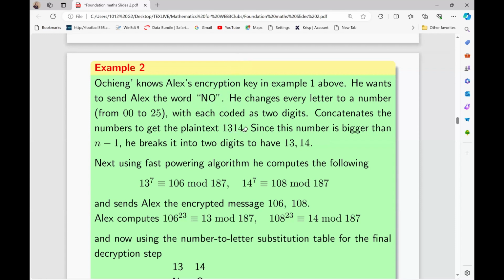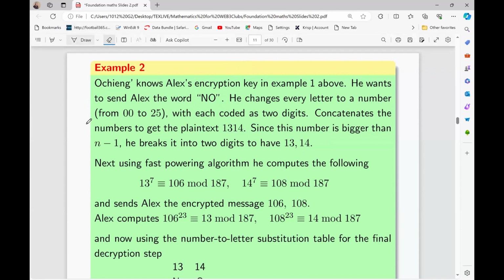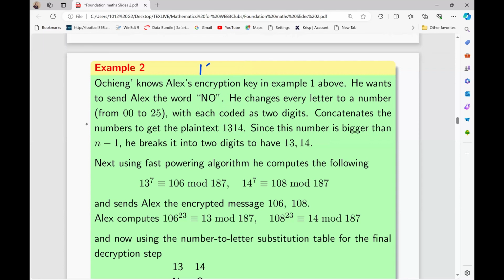For this example, I decided that the public key for Alex is above there. It was 187 and 7. This is a public key. So anybody who wants to send a message to Alex must know what this public key is. So Ocheng has found it, and wants to send him a message.